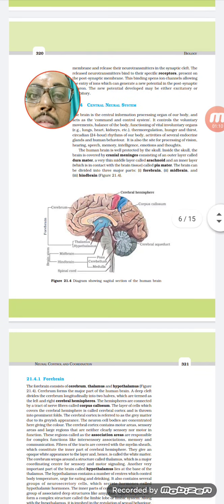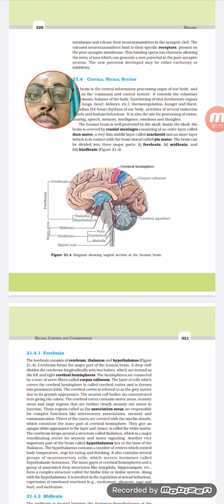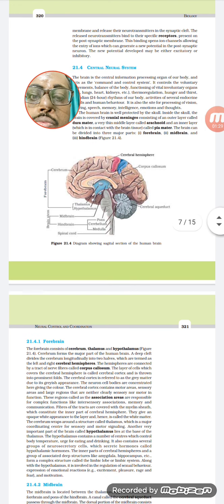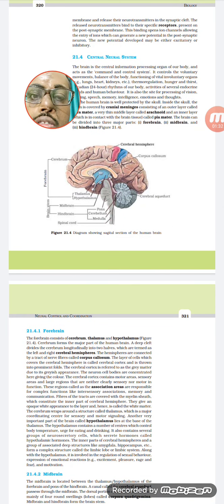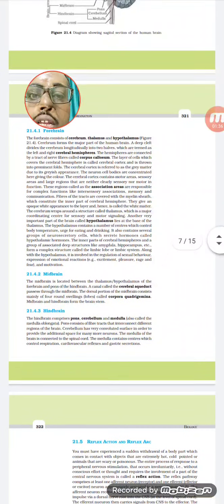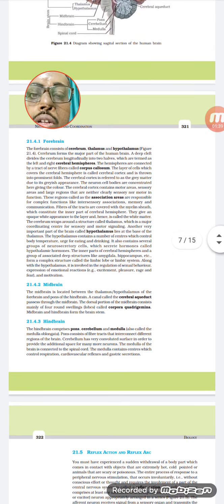These are the parts of the forebrain, midbrain, and hindbrain. The forebrain consists of the cerebrum and cerebral hemispheres, the midbrain consists of the hypothalamus and thalamus, and the hindbrain consists of the cerebellum, pons, and medulla. These structures are present in the brain. The forebrain consists of the cerebrum, thalamus, and hypothalamus.